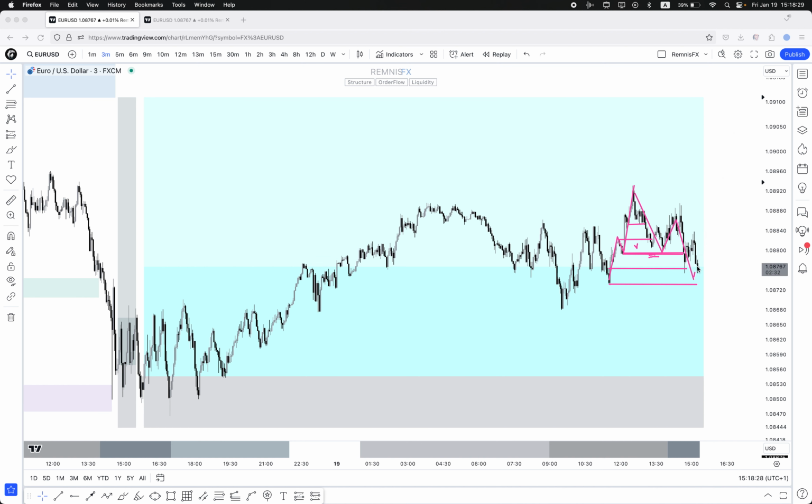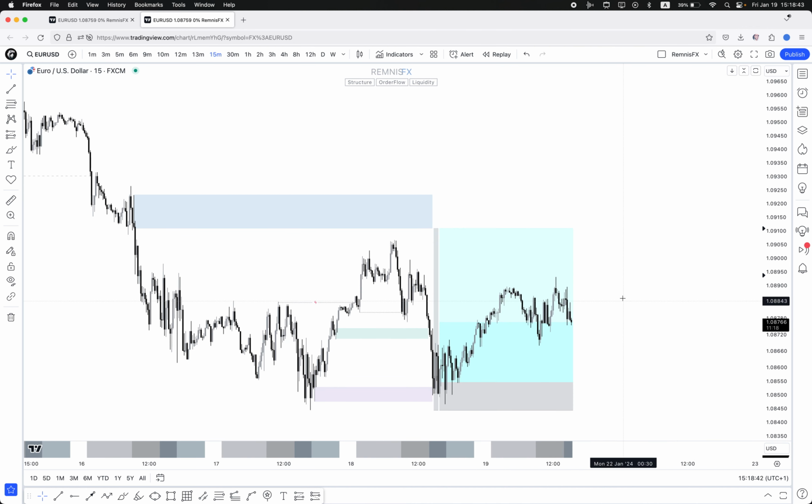Or again, it may just continue down, take out this one, and then continue higher, right? So that's basically the part where we have to be patient. But if we go back to the 15-minute time frame, as I mentioned, we can see something like this happen. But since this is the 15-minute time frame, look here, we don't have an actual close above this previous high here.